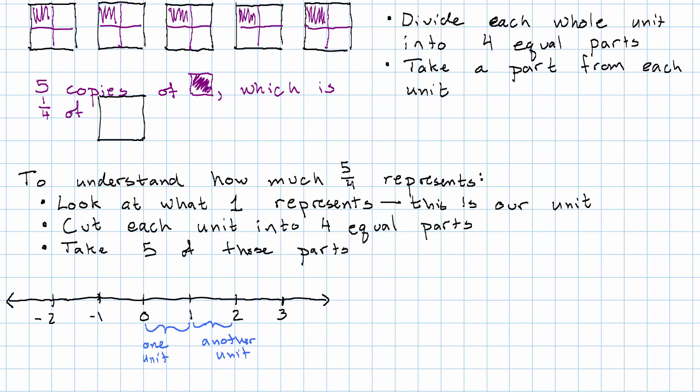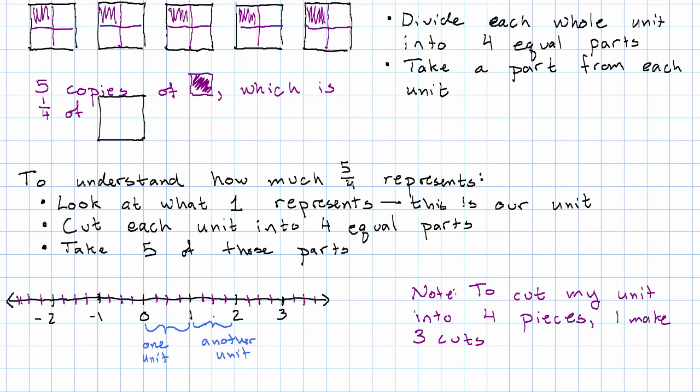So if we are to divide each unit into 4 equal parts, that means we want to have, instead of 1 space going from 0 out to 1, 4 spaces. And to cut my unit into 4 pieces, I have to make 3 cuts. I'm going to make the one in the middle first to try to get them evenly spaced. So this distance here, from 0 out to my first tick mark, is 1/4.